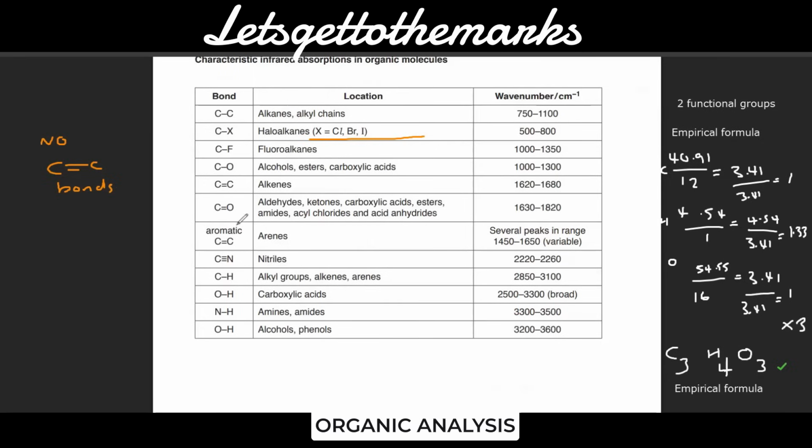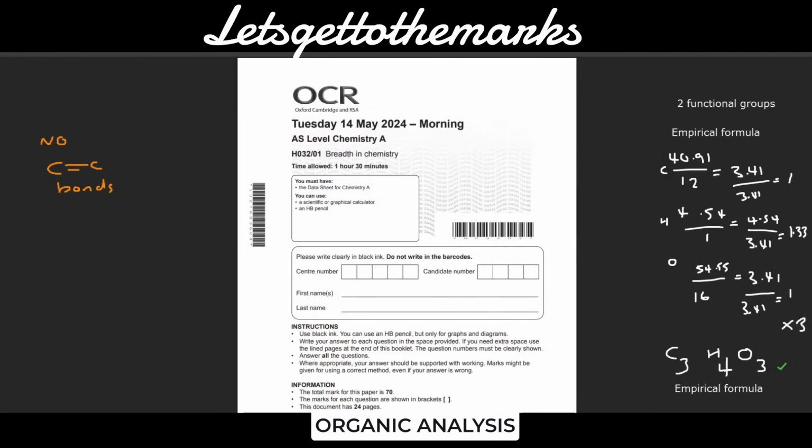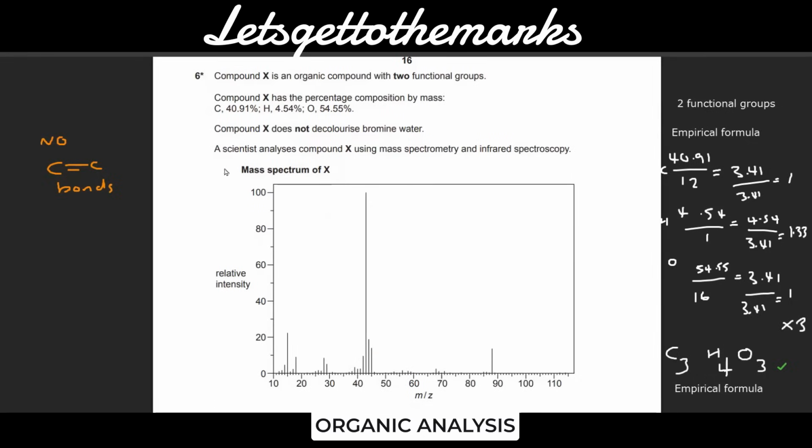So I'm going to come over here to the data sheet. We'll look at the IR spec for where are alkenes? There we go. 1620 to 1680. So if we get any clashes and we start to think, is that a double bond around 1680? It's not. There are no double bonds in this molecule. Right. What are we going to use now? We're going to look at the mass spectrum and find out what this can tell us.